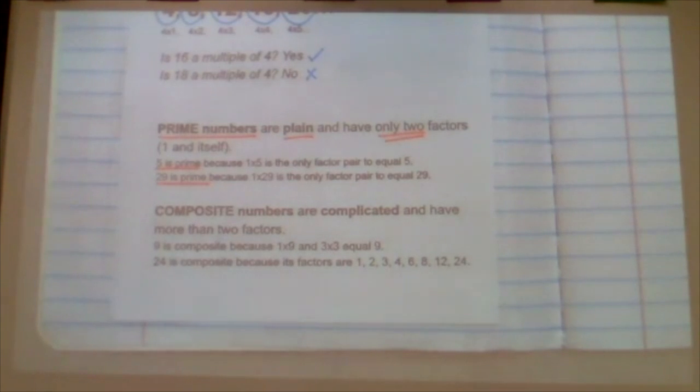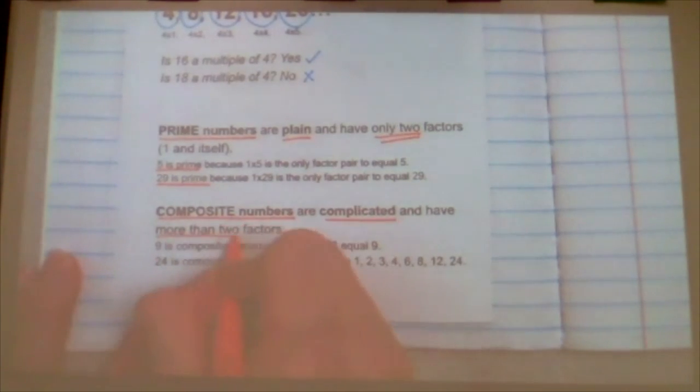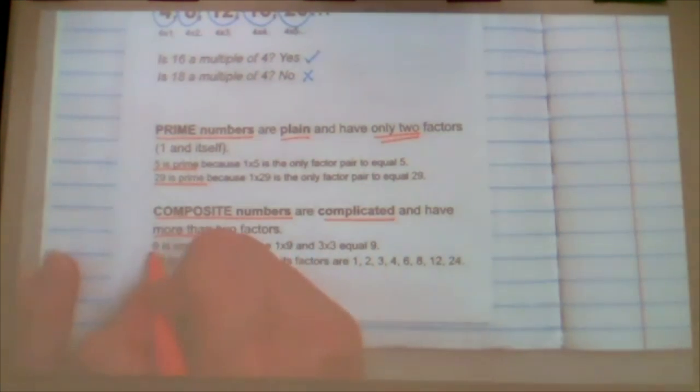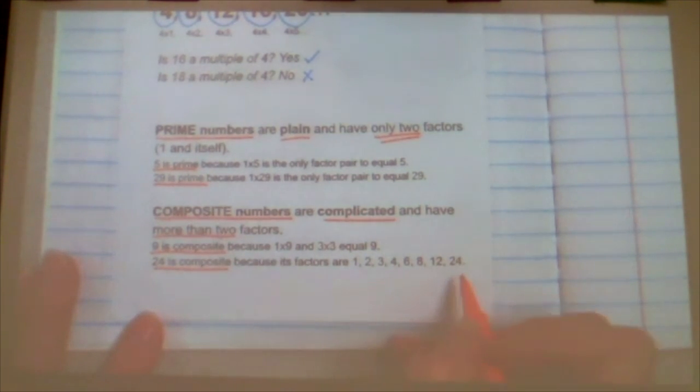Next, we have composite numbers. So composite numbers, another way to think about them is that they're more complicated because they have more than 2 factors. So I'm going to underline composite numbers, complicated, more than 2 factors. So 9, for example, is a composite number because 1 times 9 and 3 times 3 both equal 9. So it has more than just 1 factor pair. So I'm going to underline 9 is composite. Another example, 24 is composite because its factors are 1, 2, 3, 4, 6, 8, 12, and 24. 24 is definitely composite because it has tons of factors in its factor list, way more than 2.